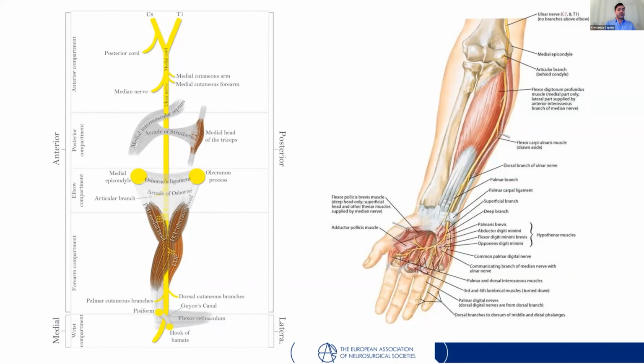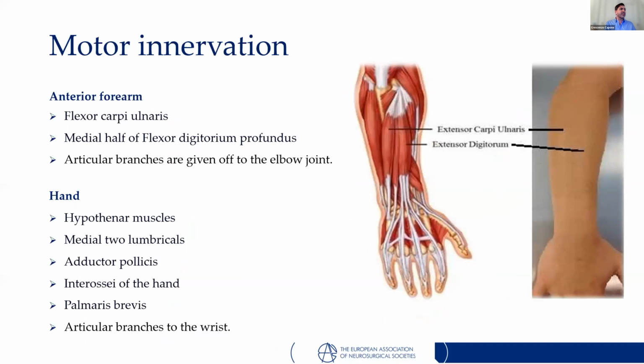The ulnar nerve innervates muscles in the anterior compartment of the forearm and in the hand. In the anterior forearm, the muscular branch of the ulnar nerve supplies basically two important muscles: the flexor carpi ulnaris, which flexes and adducts the hand at the wrist, and the medial half of the flexor digitorum profundus, which, as the name says, flexes the ring and little fingers at the level of the distal interphalangeal joint. It's important to remember that the remaining muscles in the anterior forearm are innervated by the median nerve instead.